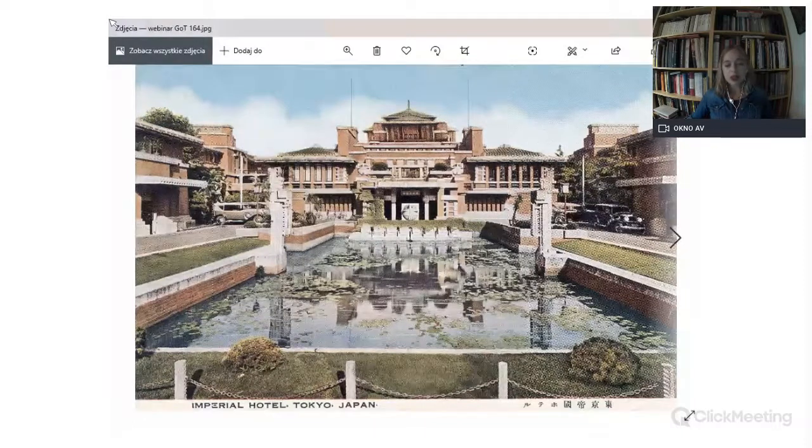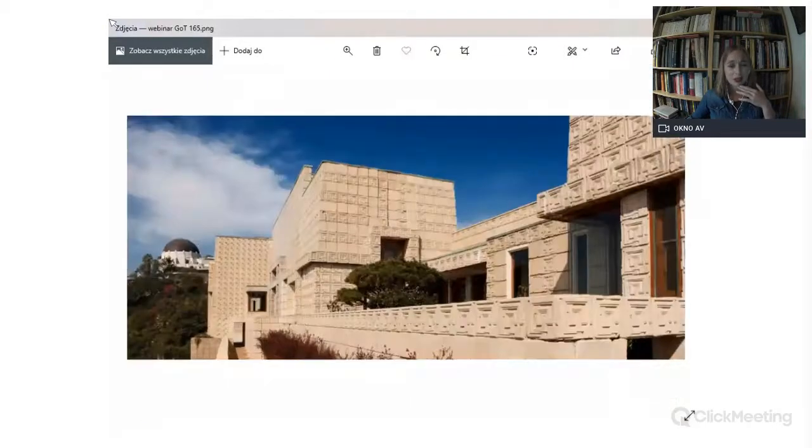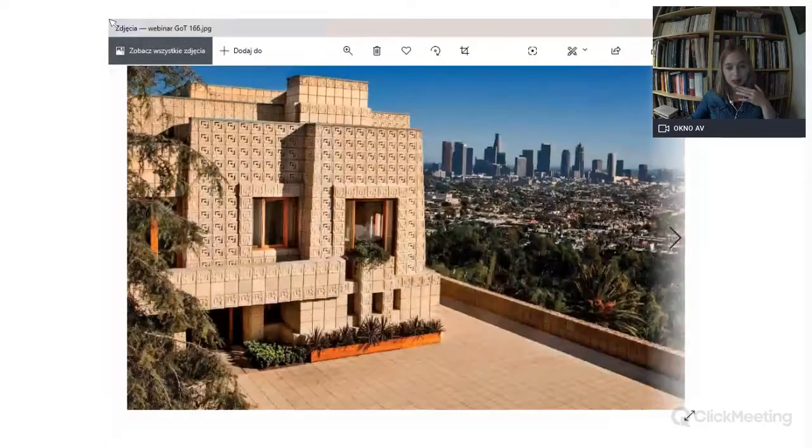It was quite popular, especially, as I mentioned, in the United States, but some examples of this architecture we can observe even in Tokyo. This is the Imperial Hotel in Tokyo, which was damaged and rebuilt in a completely new style in the second half of the 20th century. And a few more examples from the villas created in the United States in the 1930s.